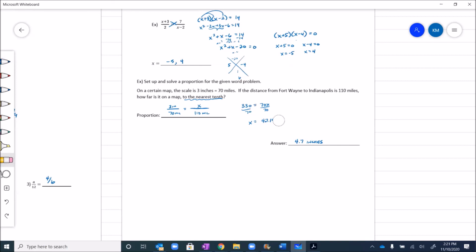All right, so there we go. That's using or setting up ratios, using their properties, and solving them. See ya.